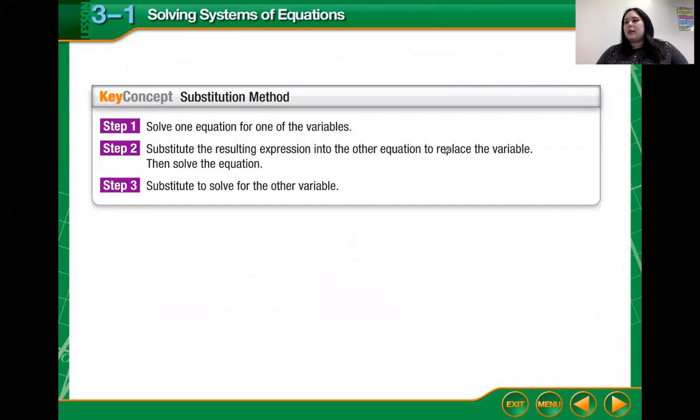So next we're going to take a look at the substitution method. Again, this may be one of the methods you did see back in Algebra 1. So we're going to solve one of the equations for one of the variables, and then substitute that expression into the other equation to solve for the other variable, and then substitute and solve for the remaining variable. So this is a lot of going back and forth.